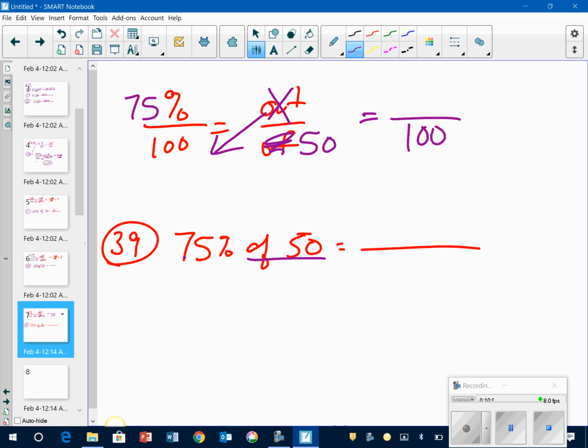75 times 50 is 3,750. And if you want to simplify that, you could do that by taking out the 2 zeros. But you still have 375 divided by 10, and that's going to be 37.5.